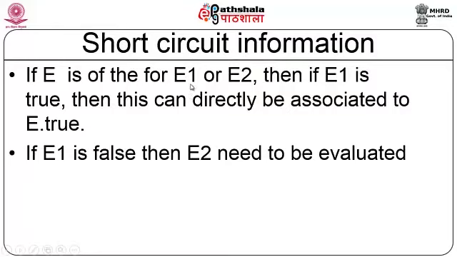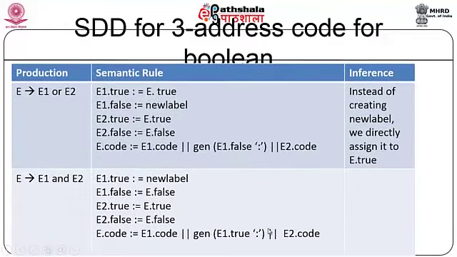On the other hand, if it is E1 and E2, if E1 is false, then we will not even look at E2. Only if E1 is true will you look at E2 to check whether E2 is going to be true or false. Now, this is what we are going to have here: E1 or E2, where the expression E on the LHS will have a true and a false label. So it will be E1 dot true is equal to E dot true. What happens here is, if E1 is true, E is true. So you are not going to create a new label here; your ultimate aim is to assign a true or false for this expression E.